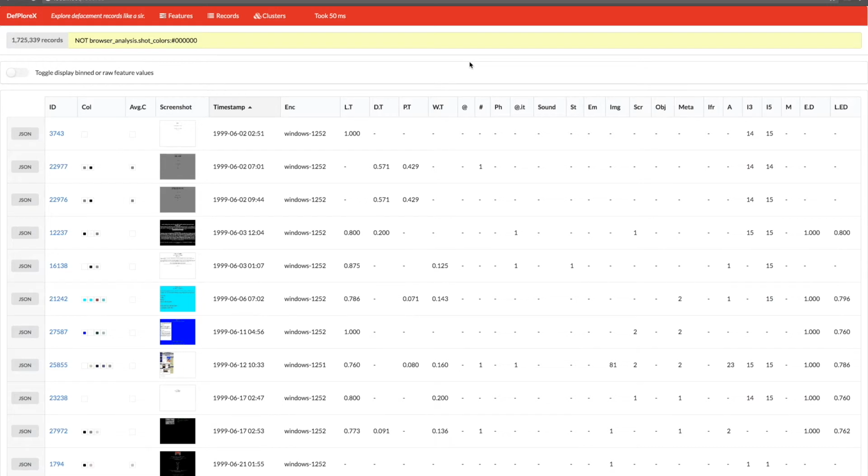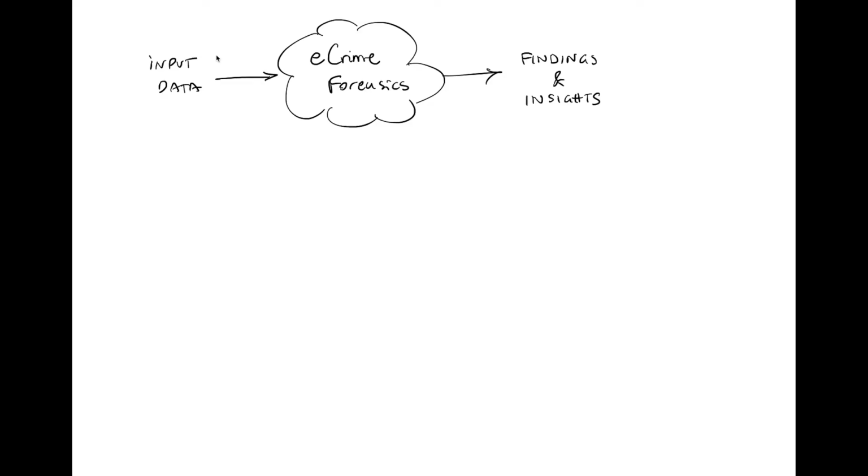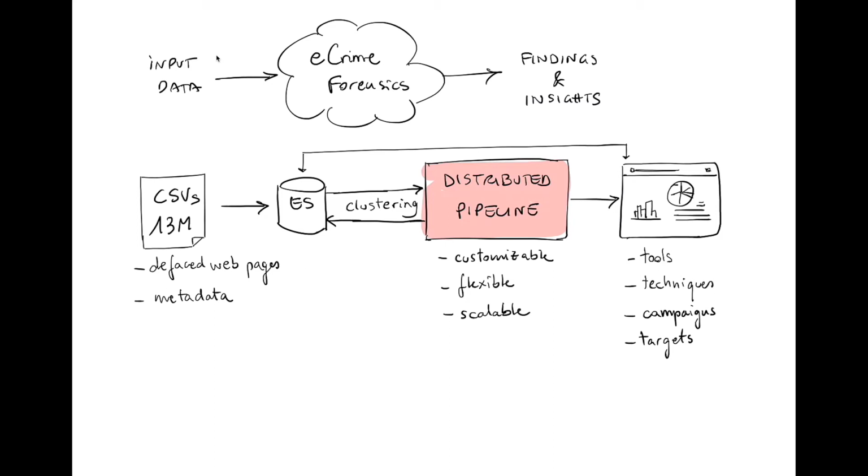Welcome to our demo. We're going to explain how our data analysis tool works for extracting insights from defaced web pages. In our particular case, what we had was a bunch of CSV files, and in particular we had metadata describing 13 million defaced web pages. And we wanted to understand exactly how the attackers were creating these pages and what kind of content they were putting on, etc. So our first choice was on the back end.